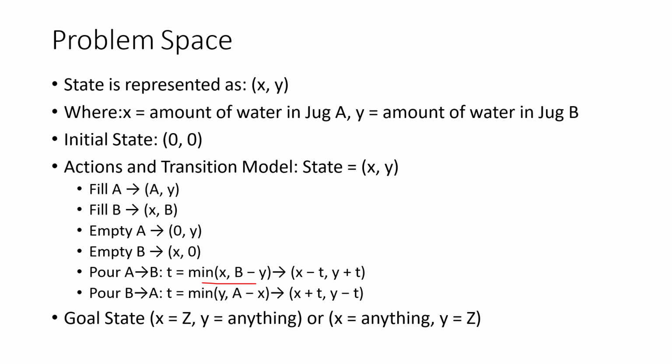And next is the goal state. Goal state means the goal is to obtain exactly Z liters of water in either jug. So the first case is that the first jug X is equal to Z and Y can be anything. And the second case is that X can be anything and Y is equal to Z.